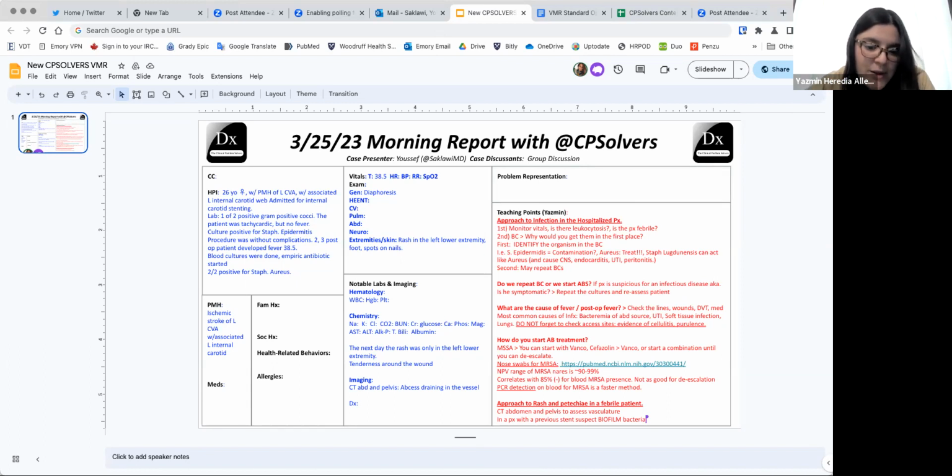And last teaching point, an approach to rash and petechiae in a febrile patient: we can do a CT abdomen and pelvis to assess vasculature, and in a patient with a previous stent placement, suspect bacteria that form biofilm. And these are the teaching points for today. If there is anything wrong with it, input is very well appreciated. Thank you all.